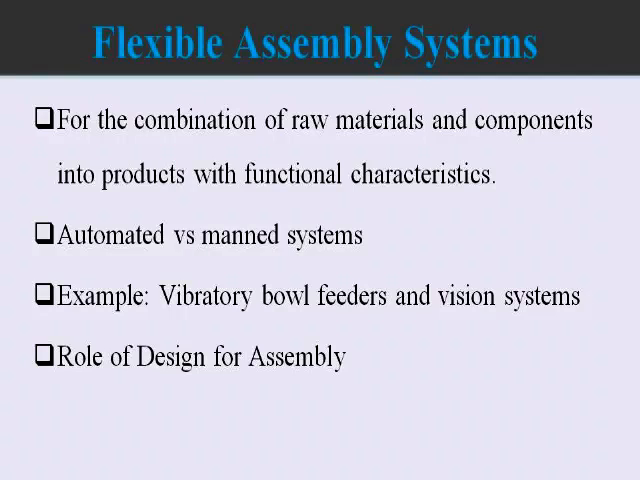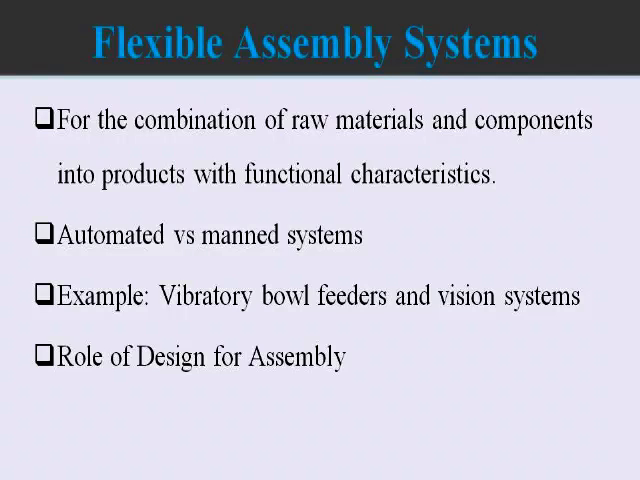Flexible assembly systems: we have flexible manufacturing systems. Manufacturing includes machining as well as assembly. We have assembly systems wherein several parts will be assembled by the assembly machines. The assembly machines can be automatic assembly machines or robotic assembly machines. A robot can be used as an assembly machine.